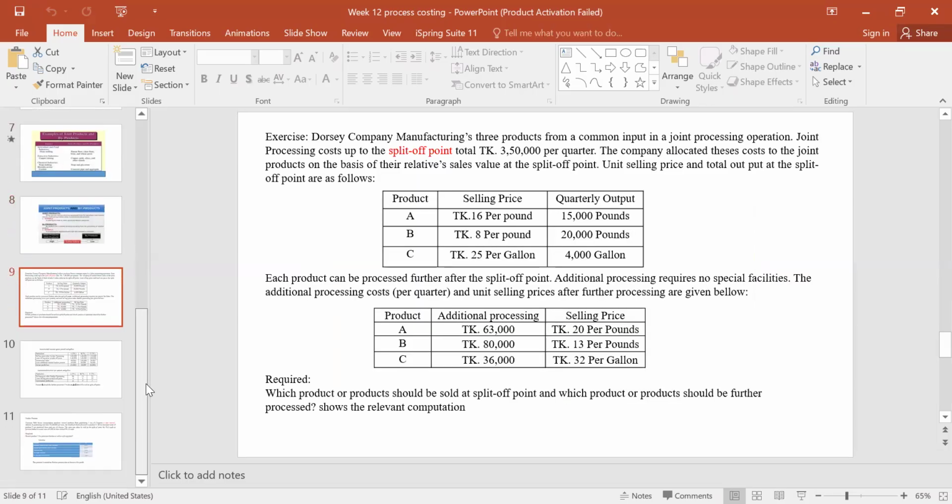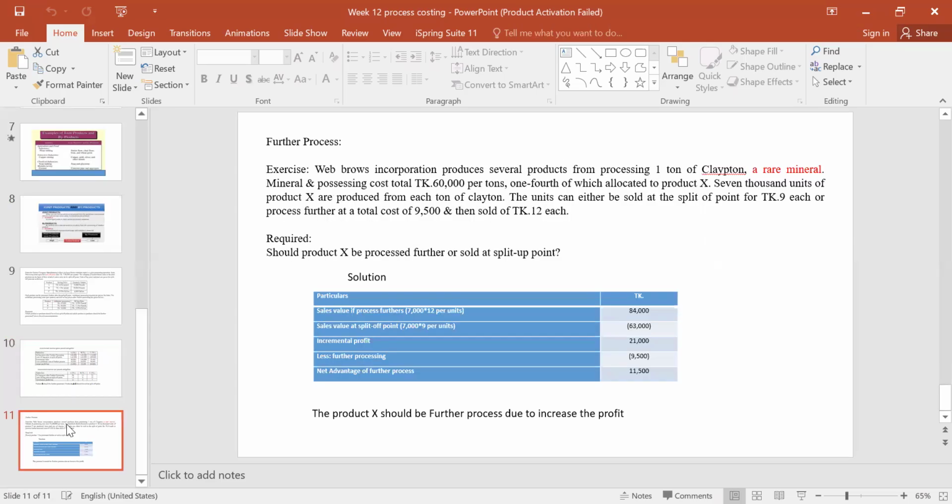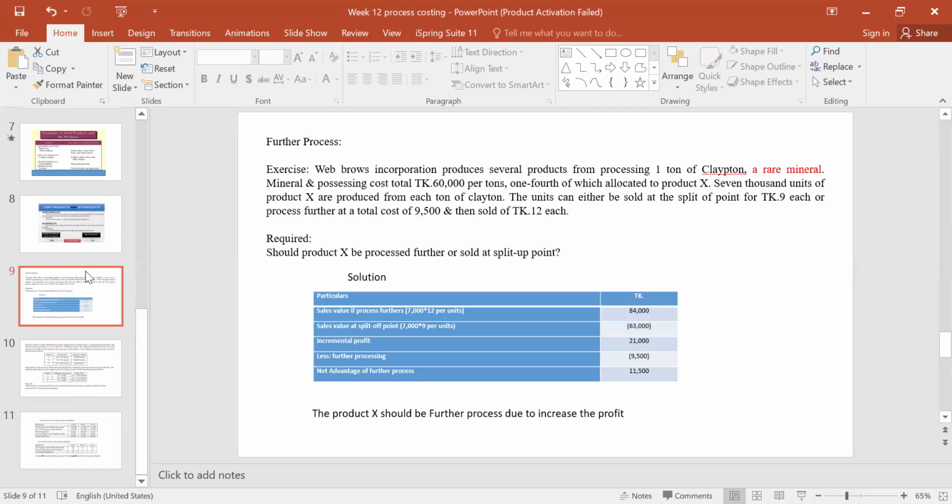There is a simple math example on joint product and byproduct.